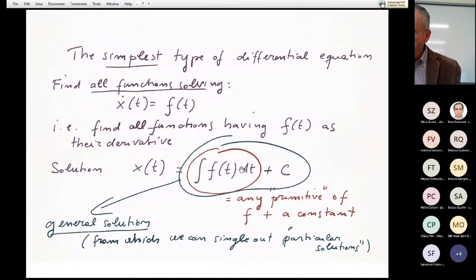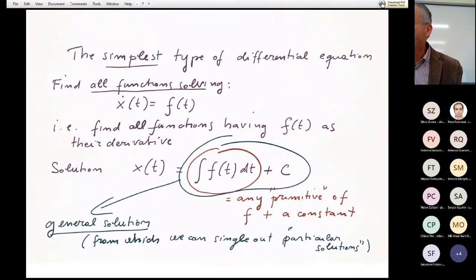But let me introduce the terminology that we use for differential equations. This is called the general solution. We know this is the indefinite integral, okay? In the language of differential equations, this is called the general solution. From the general solution, if we impose some initial condition or some boundary condition, we can single out particular solutions, okay? So in the language of differential equations, the equivalent of the indefinite integral is the general solution.